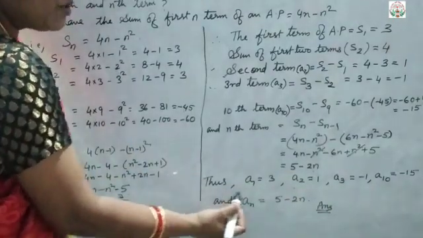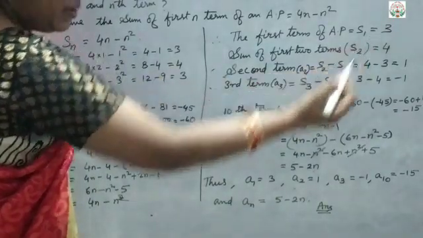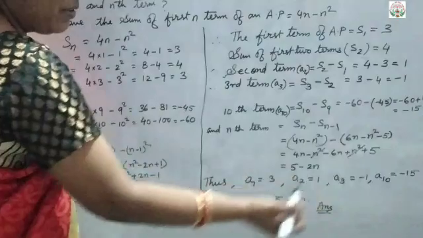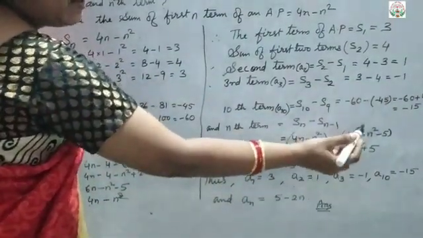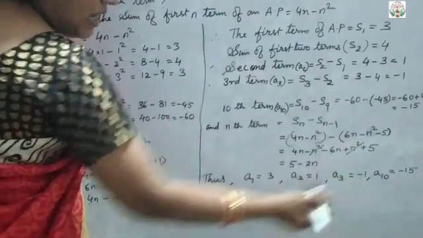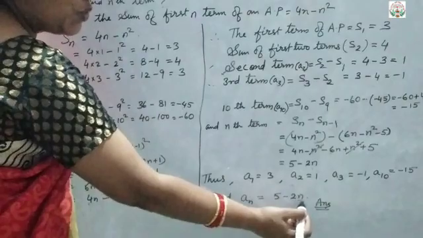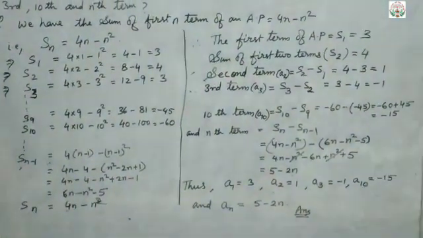So now the total final answer will be: A1 I got 3, A2 is 1, then A3 is minus 1, A10 is minus 15, and then An is 5 minus 2n. Answer. Clear children? Understood? Okay.